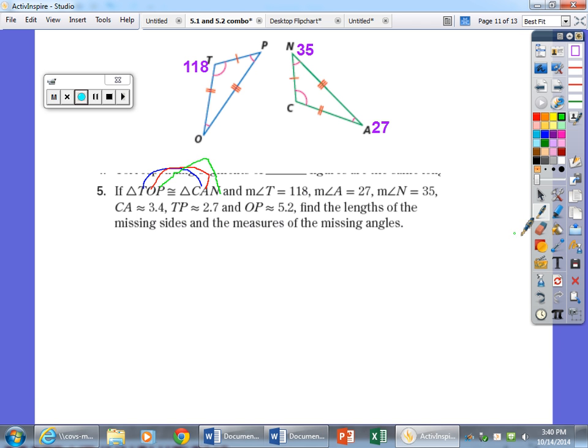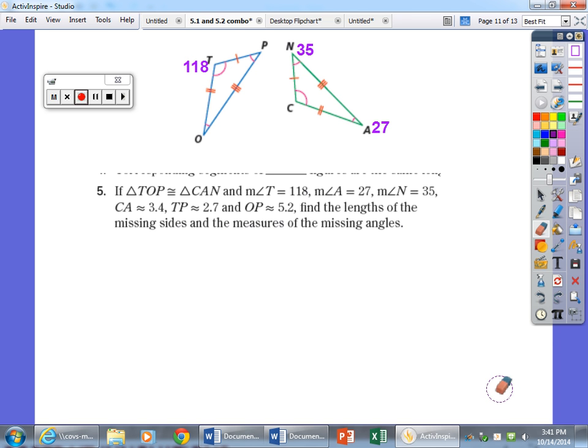Notice that not only are they marked on the diagram that they're corresponding, but whenever I was looking at the names of the two triangles, I was lining things up, like T lines up with C because they're both in the same places in the name. O is going to line up with A because they're in the same places in the name. So that's another way that you can pull the corresponding parts out of just the names.